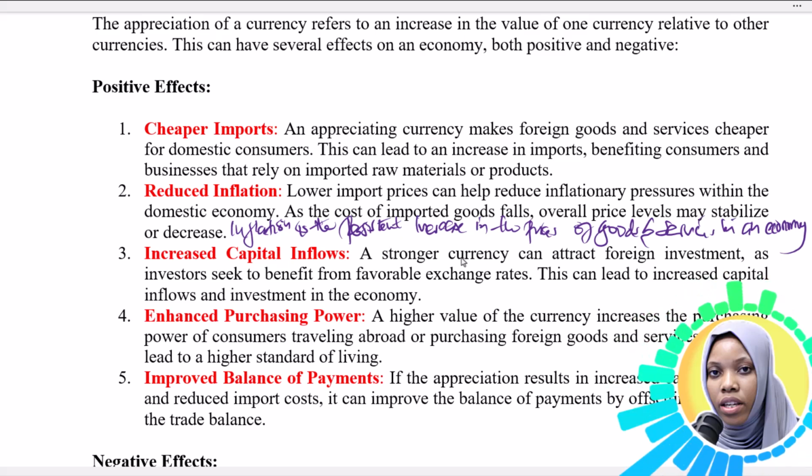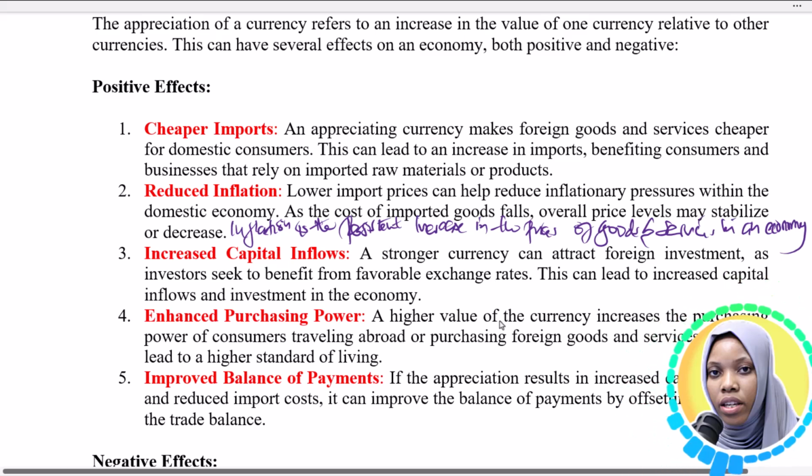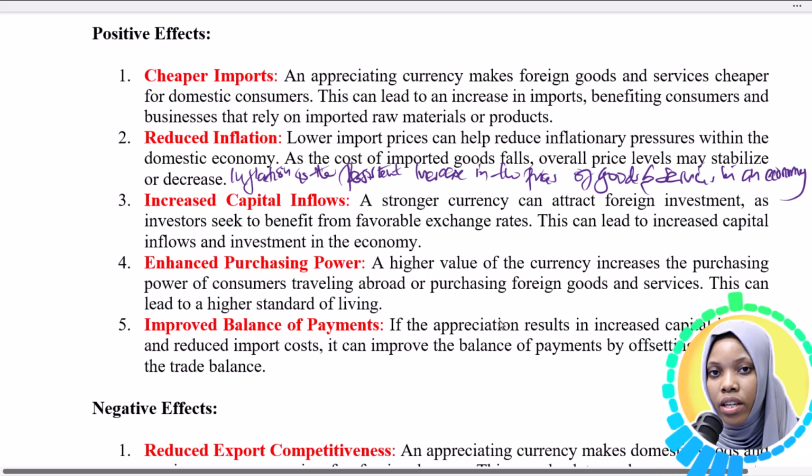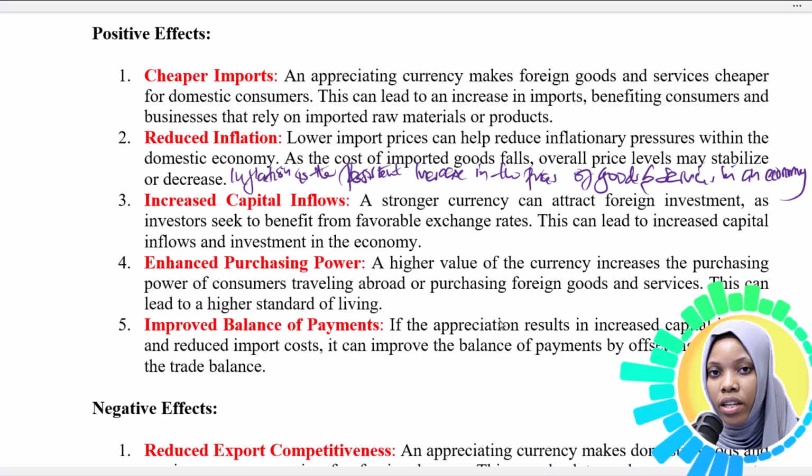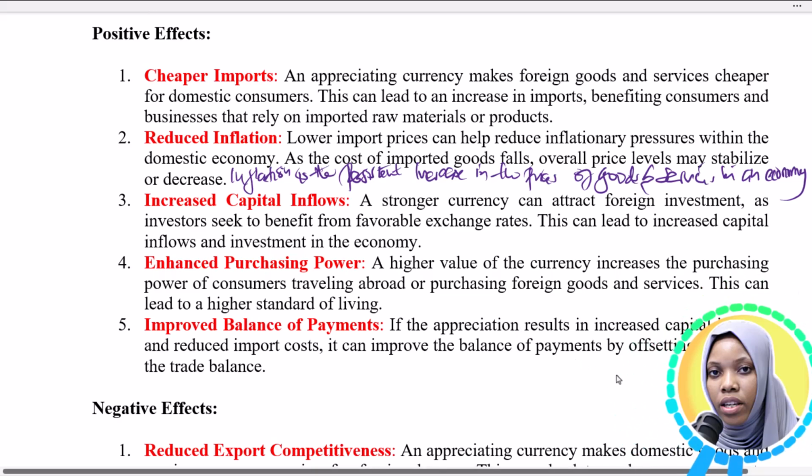A stronger currency can attract foreign investment as investors seek to benefit from favorable exchange rates. Another positive effect is enhanced purchasing power. A higher value of currency increases the purchasing power of consumers traveling abroad, or purchasing foreign goods and services. And our last positive effect is improving balance of payments. If the appreciation results in increased capital inflows and reduced import costs, it can improve the balance of payments by offsetting deficits in the trade market.